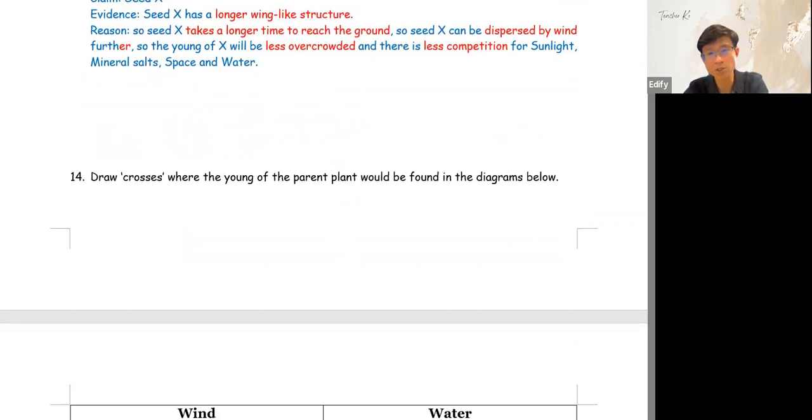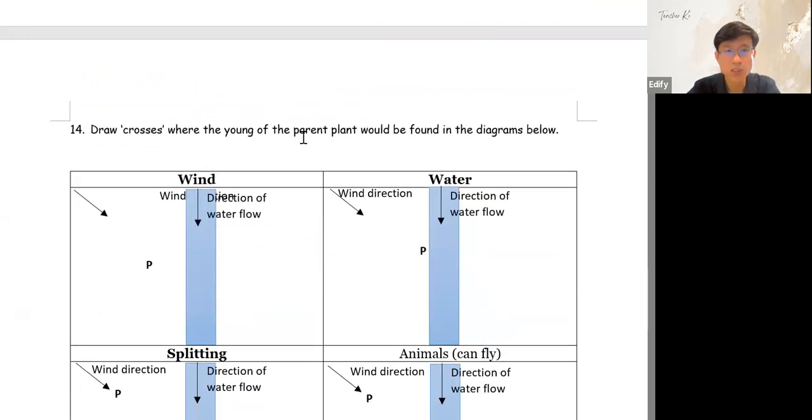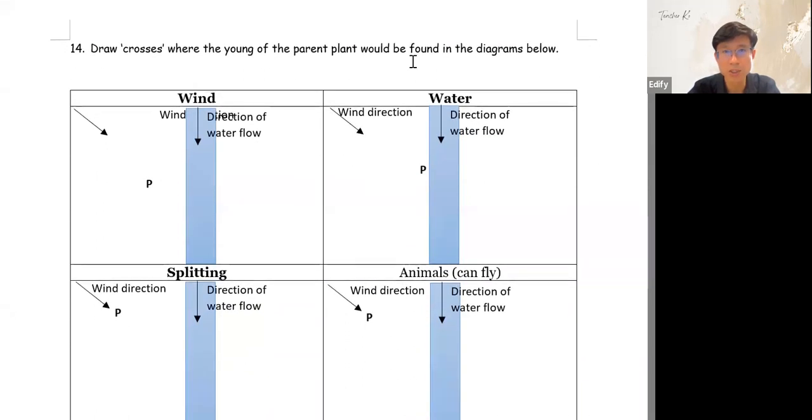All right, so the last question, 14. So if you want to see where the plants will be dispersed, I mean where the seeds will be dispersed, if you know the direction of the wind, the young will all be dispersed in the direction of the wind. If it's dispersed by water, then you will want to look out for the direction of the water flow, and they will be dispersed all in the direction of the water flow, downstream. Nothing will be found upstream.